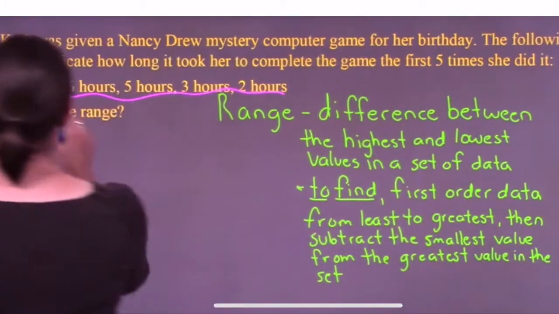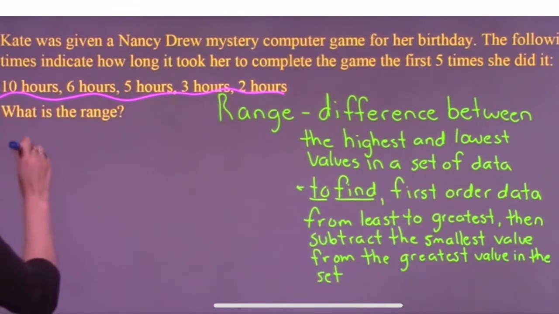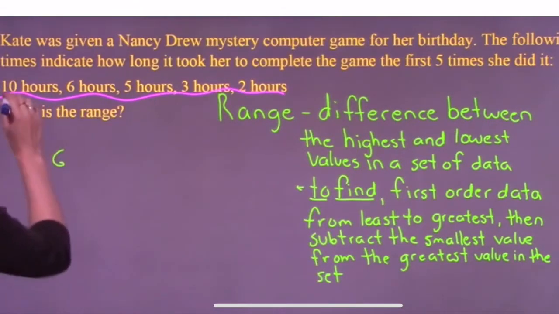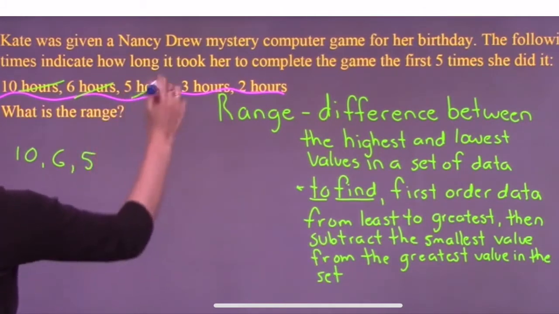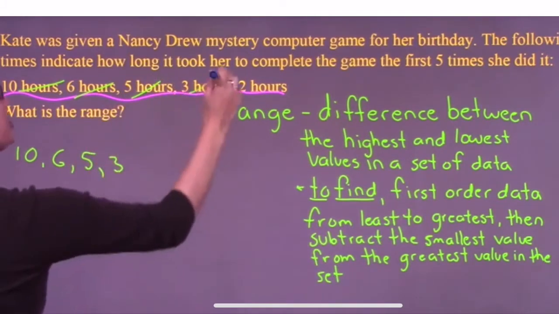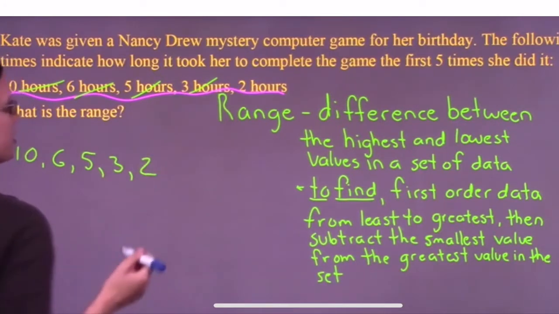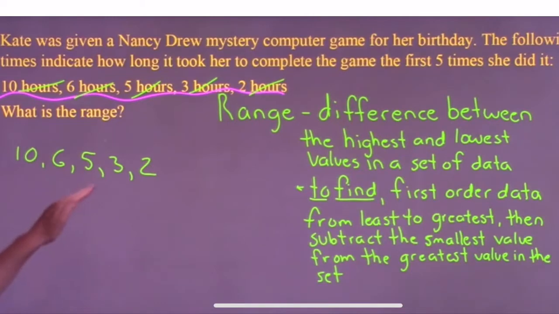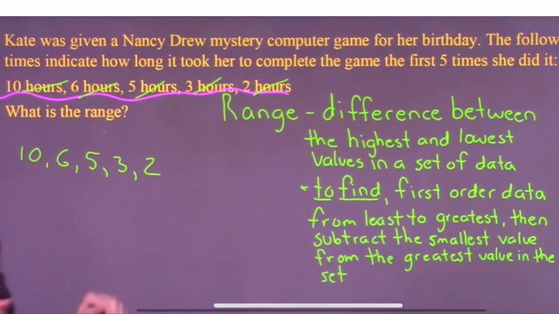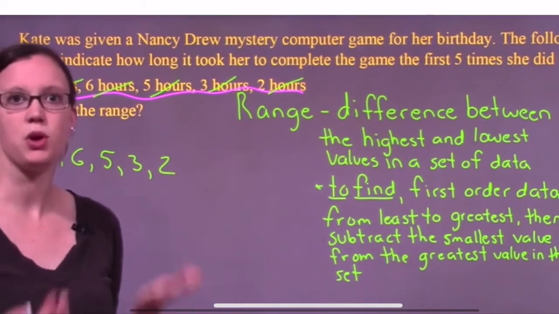So here's our times, and I'm going to just write down the numbers. As I write them down, I'm just going to cross them out to keep track of which ones I've written. Dealing with just the numbers can make things more simple, okay? So these are our values in our set of data, okay? Now what I want to do is order these.